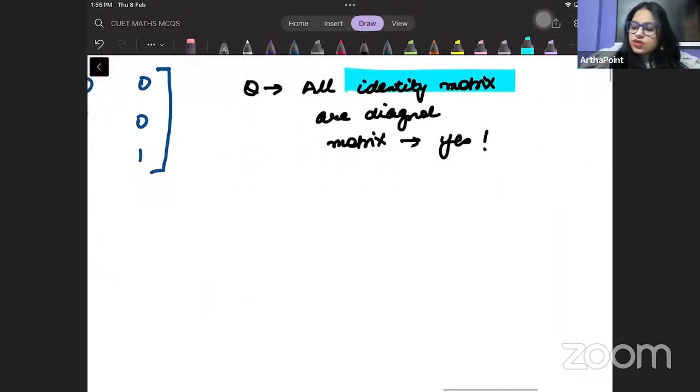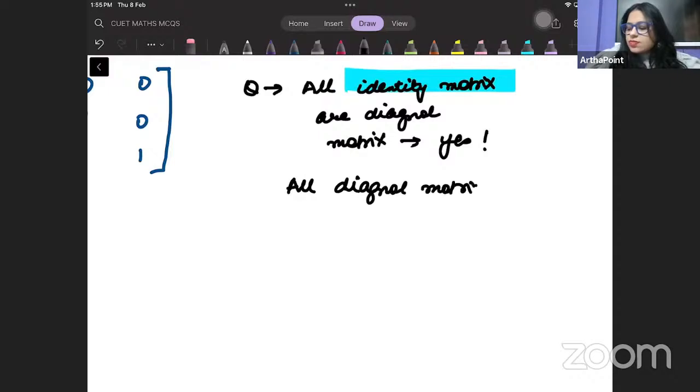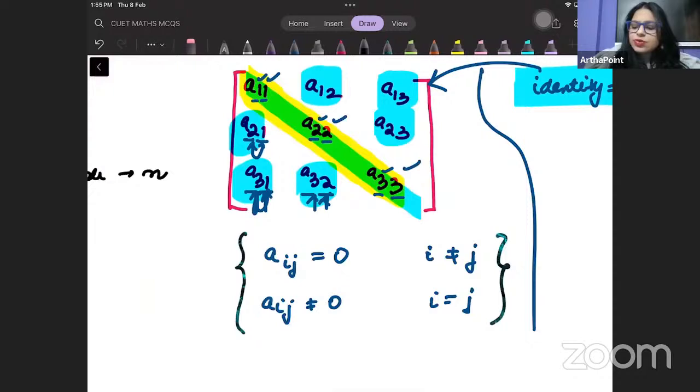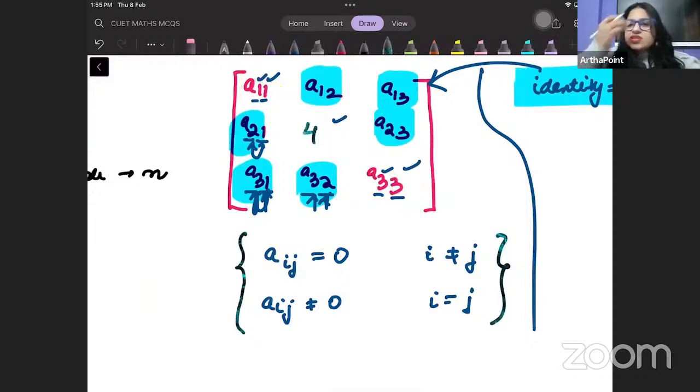But suppose they give you a statement that all diagonal matrices are identity matrices, then this is false. Just because it is a diagonal matrix, diagonal means it can take any value. I could have had 4 also here, but it is not an identity matrix, right? So just because it is a diagonal matrix does not mean that it is an identity matrix.